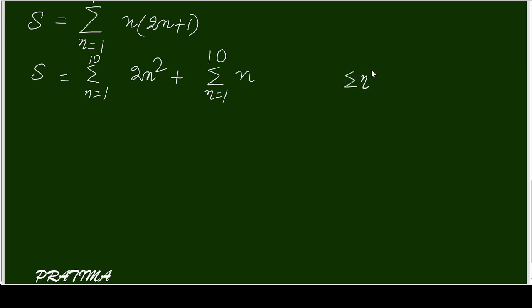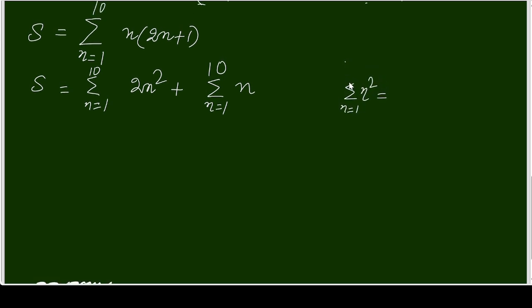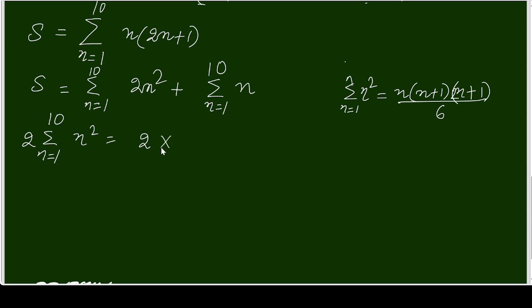Now taking the first series, the formula for summation of n square from n equals 1 to n is n into n plus 1 into 2n plus 1 by 6. So it will be twice summation of n square, equals 2 into, with n as 10, 10 into 11 into 2 into 10 plus 1, which is 21, over 6. So we cancel 2 and 3, and this is 7. So the answer is 770.